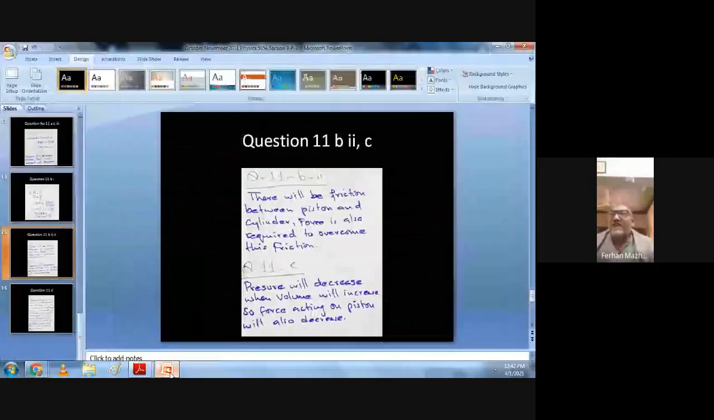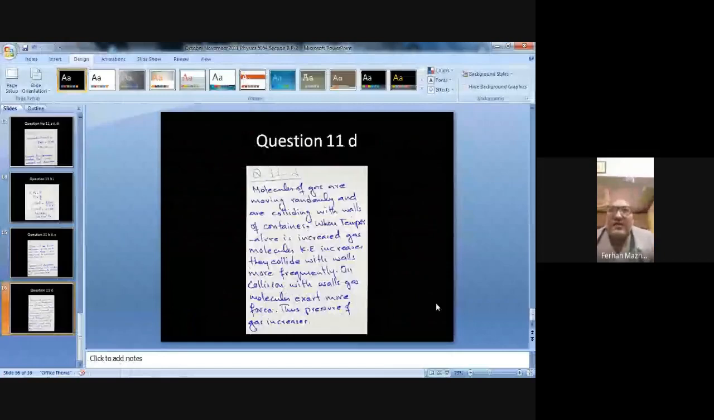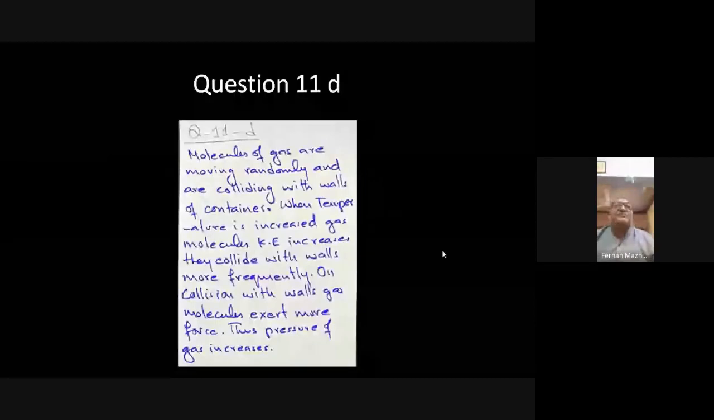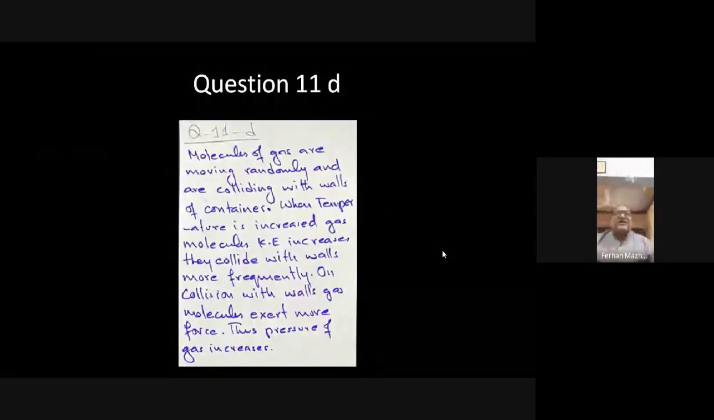Okay, so listen very carefully to these wordings and also try to write your own. Molecules of gas are moving randomly and are colliding with the walls of the container. When temperature is increased, gas molecules' kinetic energy increases. They collide with the walls more frequently. On collision with the walls, gas molecules exert more force, or you can say greater force. Thus, the pressure of the gas increases.